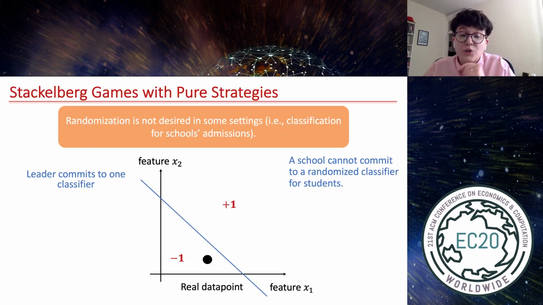And here's what a pure strategy looks like from the perspective of the follower, the agents, which are the students in this example. If the real data point of a student is here, denoted in black, and they wouldn't pass the classifier, then by slightly misreporting, so committing to a misreport pure strategy, which is a different reported data point, they managed to pass the classifier and get admitted to school.